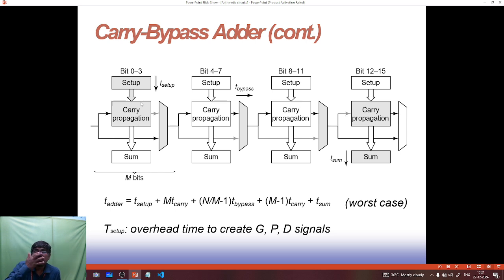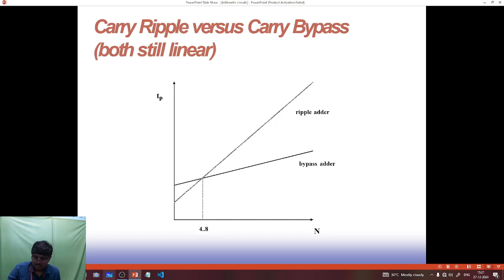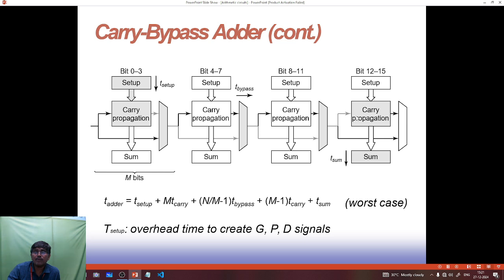Now here there are 4 bits per block, so this is a 16-bit adder. Here there is a block controlled by 4 bits, this block controlled by another 4 bits, this block by another 4 bits, and this block by another 4 bits. Now there is a setup operation, a time duration, then carry propagation and sum. Here also carry propagation and sum, carry propagation and sum, carry propagation and sum. When Ci is equal to 1, what happens?